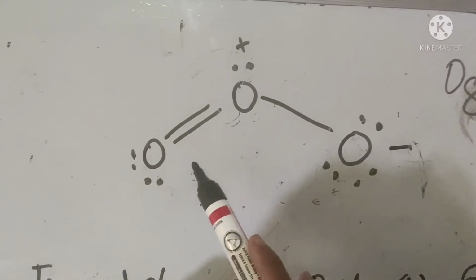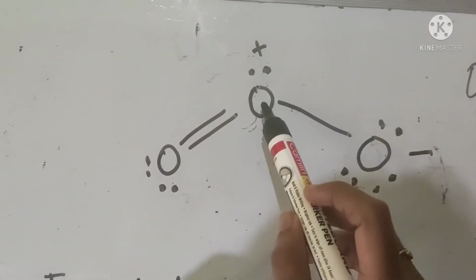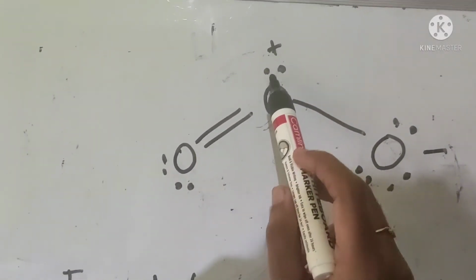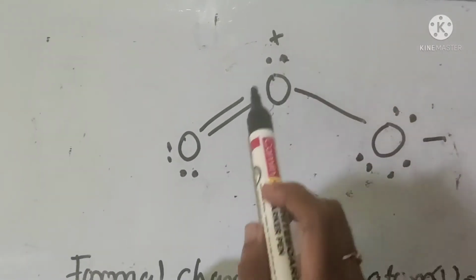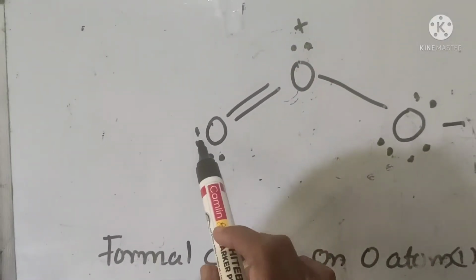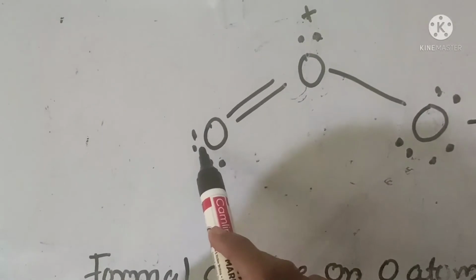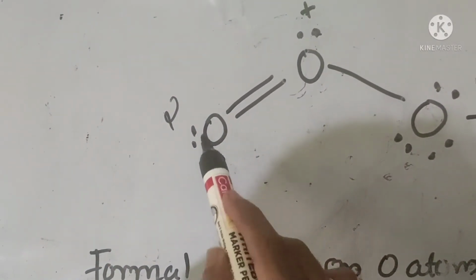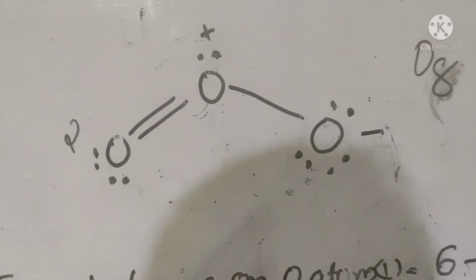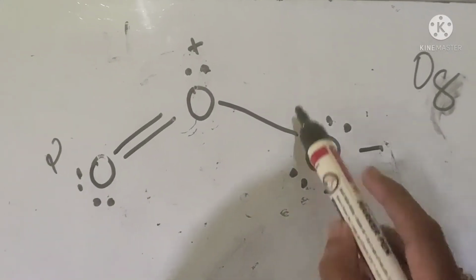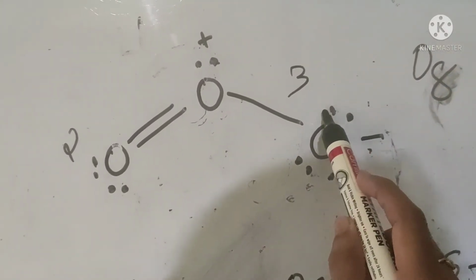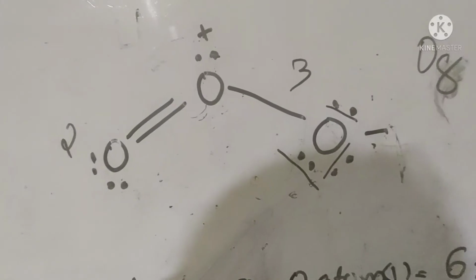Therefore, the ozone molecule can be described in terms of charge. The formal charge on the first oxygen atom is positive 1, and its non-bonding electrons, lone pairs, there are 2 lone pair electrons, and it is bonded with the other oxygen atom. The lone pair electrons on the second oxygen atom are 4, then the charge is 0. Then the formal charge on the third oxygen atom is negative, and its non-bonding electrons, or lone pair electrons, are 1, 2, 3, 4, 5, 6.